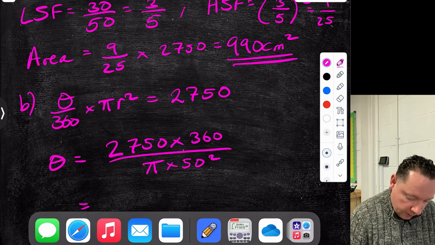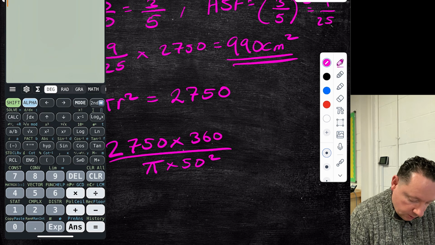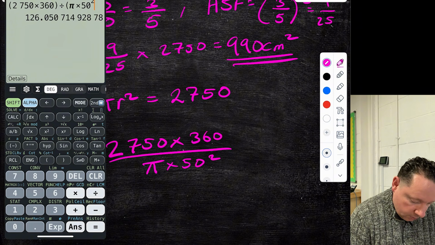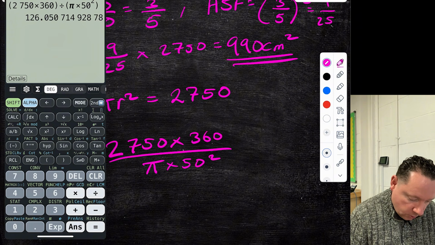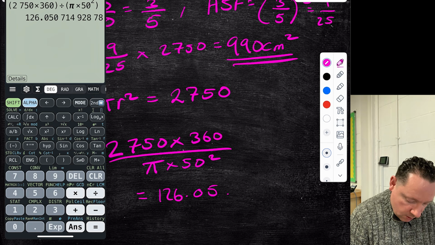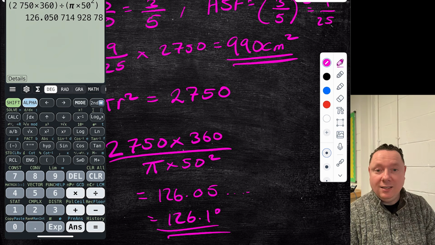Now you can do it in one go in the calculator. You just bracket 2750 times 360 divided by bracket pi times 50 squared. Close your bracket and you get 126.05 or 126.1 degrees. And we're done there.